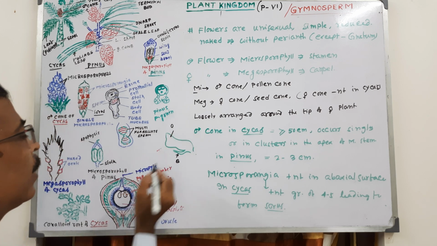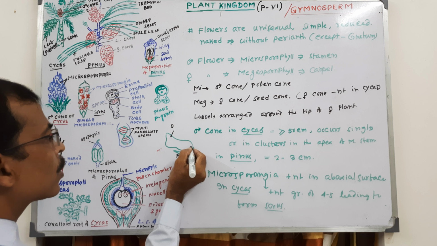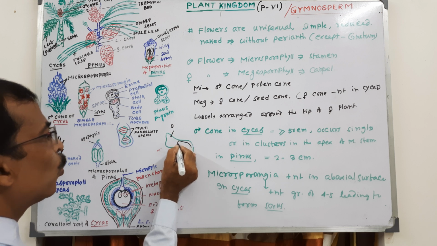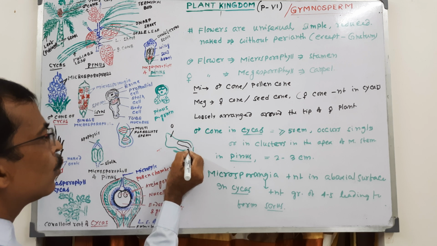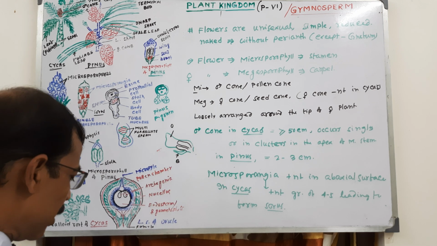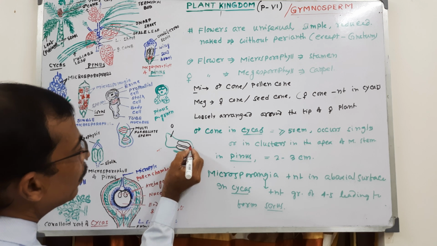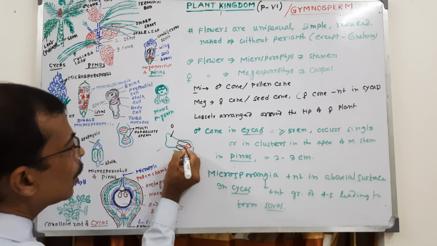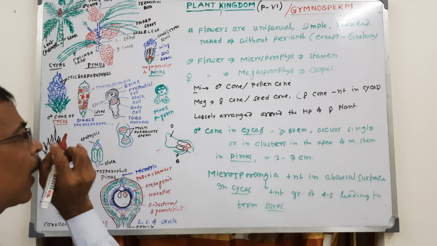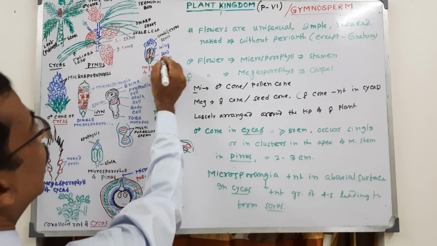Okay, on the ovuliferous scale there are two wings. Look here, they are present as two wings, and over the wings there are two invertedly arranged ovules. Look here, the ovule is anatropous. This is the advanced type, an anatropous ovule.